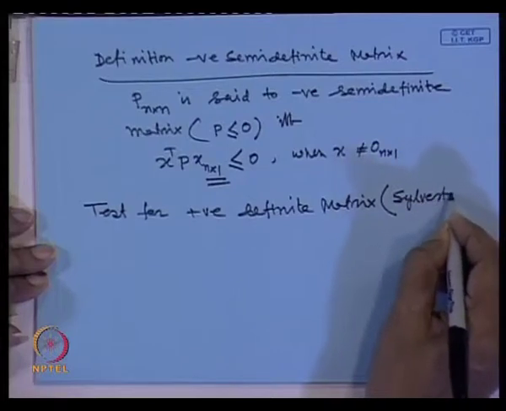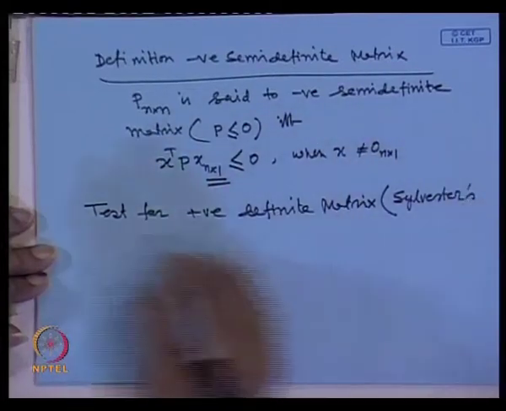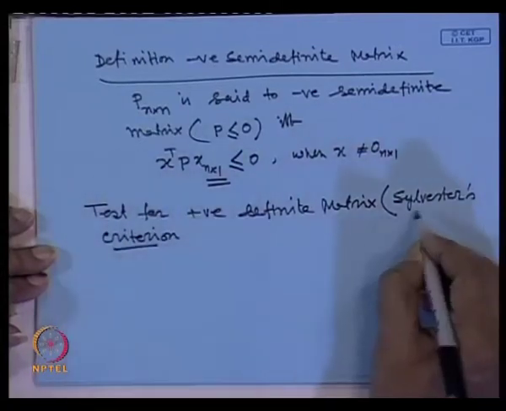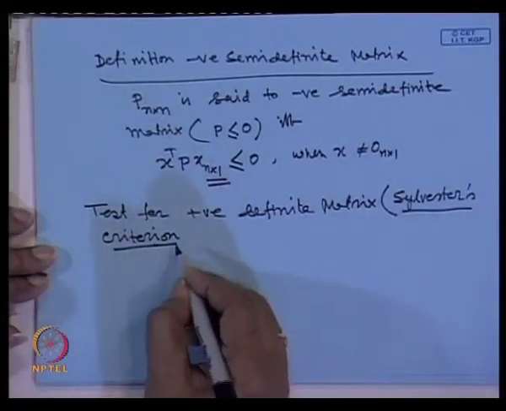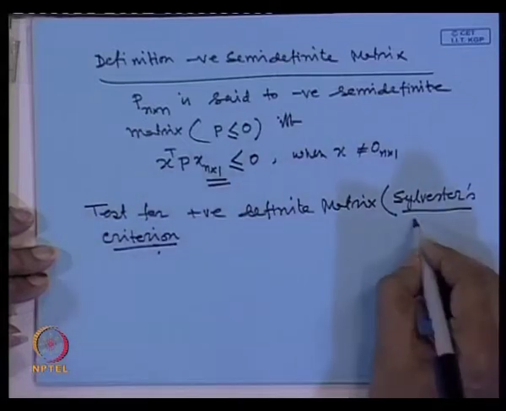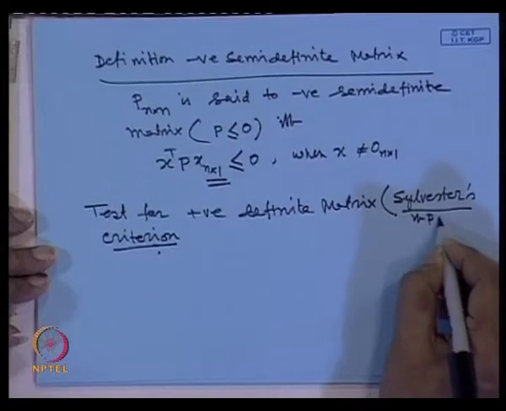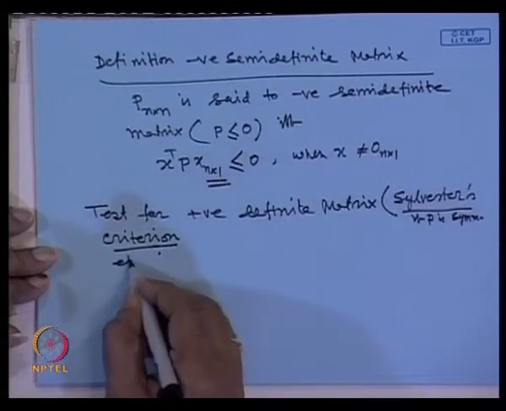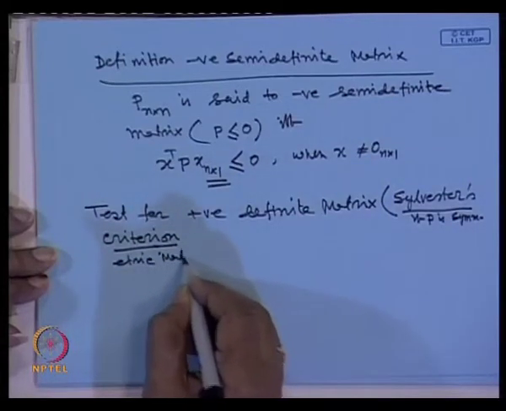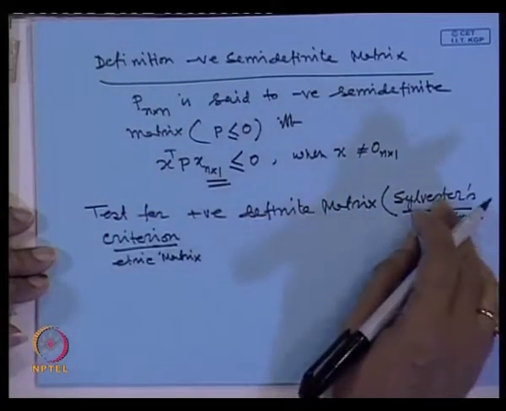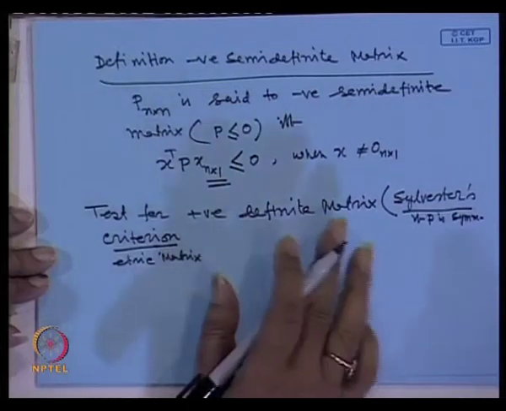Sylvester criterion. This is valid, and you can apply Sylvester's criterion only if matrix P is a symmetric matrix. Whether a matrix is positive definite or not, that test one can do by using Sylvester's criterion, provided this matrix is symmetric.